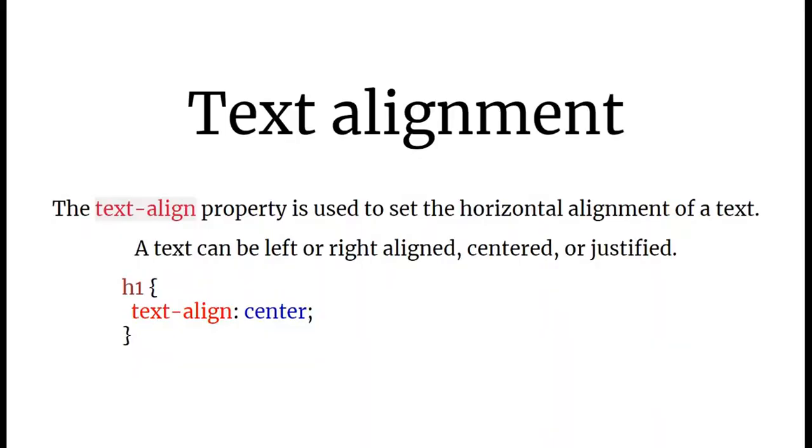Now we are going to learn about text alignment. Just now we learned text color. So now we are going to learn text alignment. The text-align property is used to set the horizontal alignment of a text. Text can be left or right aligned, centered or justified.